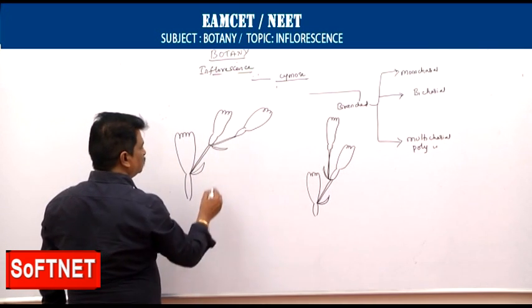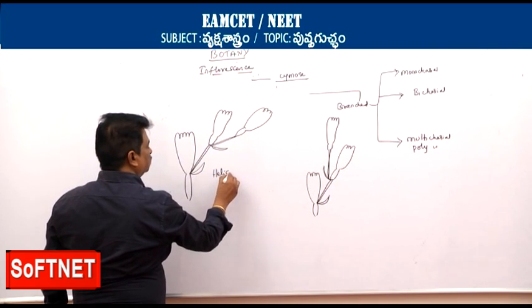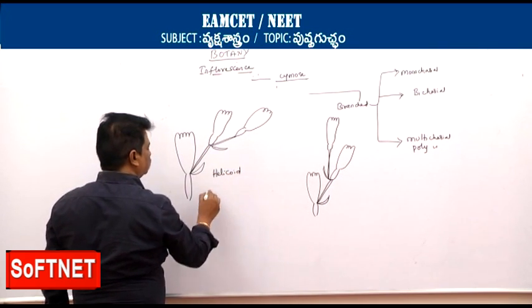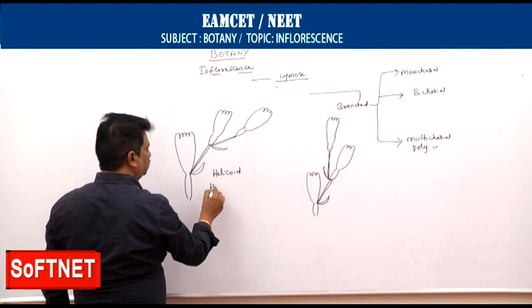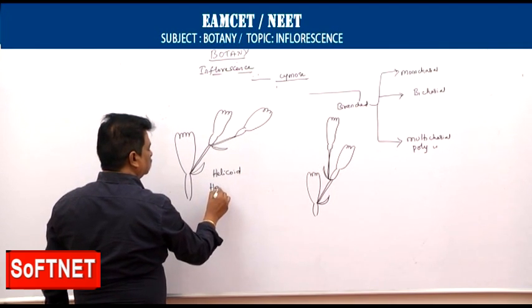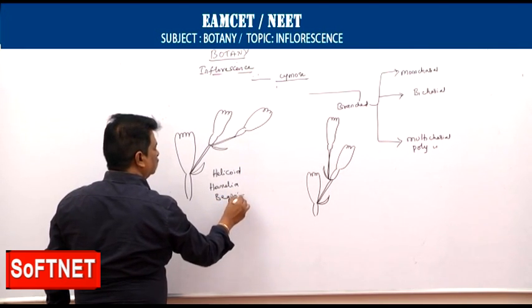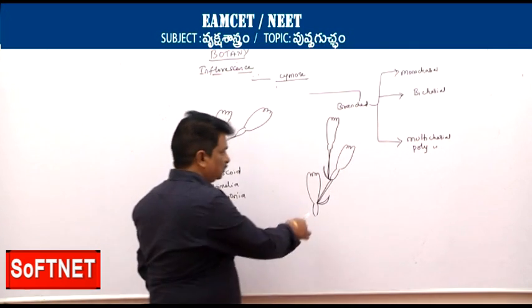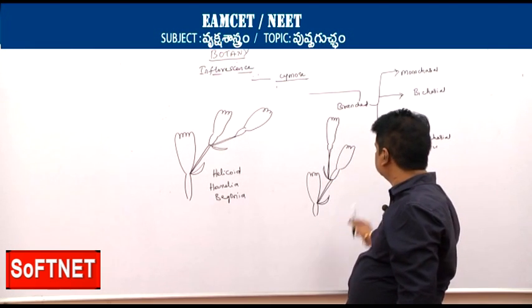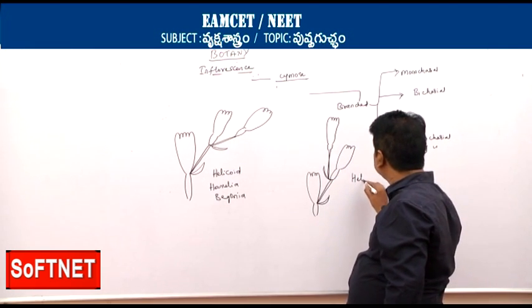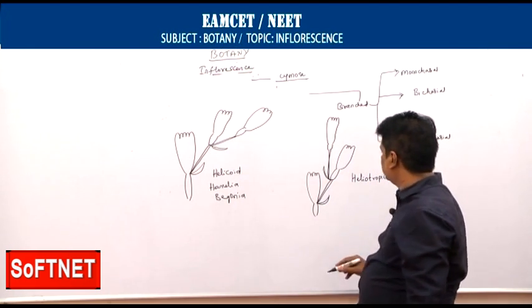But in this monochasial, in first case, flowers produced on same side. If flowers produced on same side, it is called helicoid. Example for helicoid, Hamelia and also Begonia. And second one, scorpioid. In scorpioid, flowers produce alternatively or zigzag type.